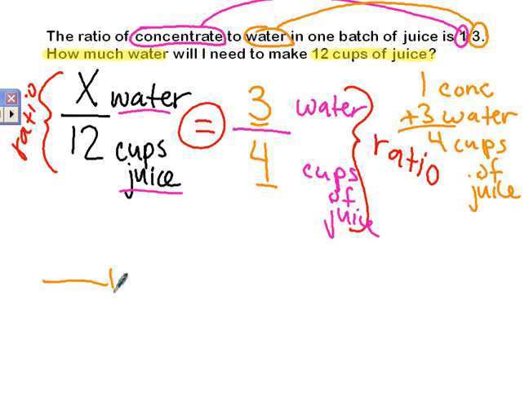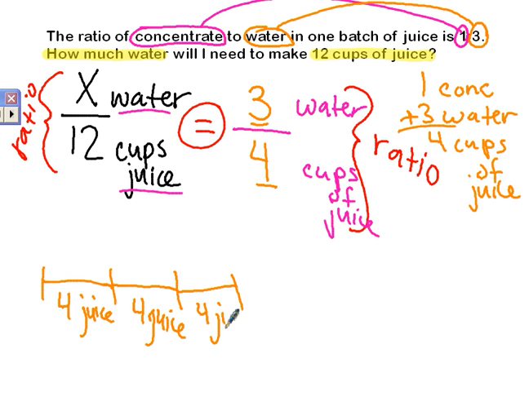So here we have 4 cups of juice. I have to figure out how many times, or how many groups of 4 cups of juice are in 12. So I can say, okay, I have another 4 cups of juice. And now I'm at 8, I'm still not at 12. I have another 4 cups of juice. And now I have 4, 8, and 12. Now remember that for every 4 cups of juice, there was 3 cups of water. So I have 3 cups of water with that 4 cups, 3 cups with this amount of 4 cups, and 3 with that group of 4 cups.